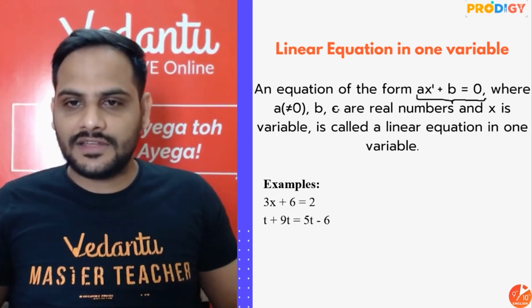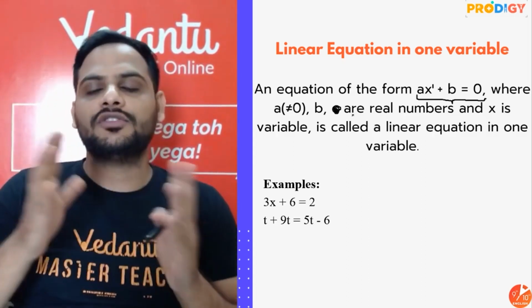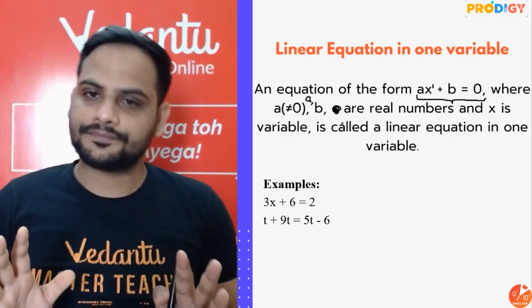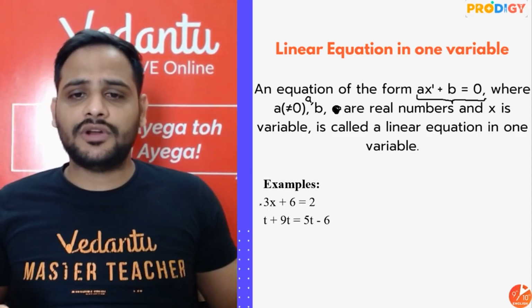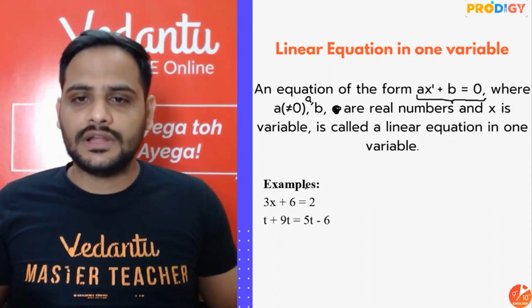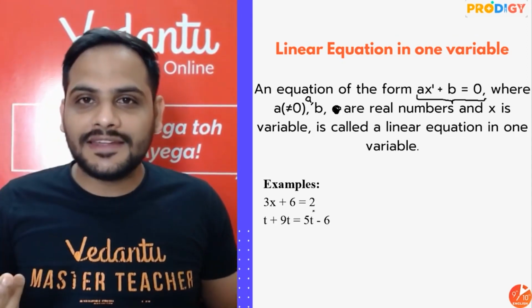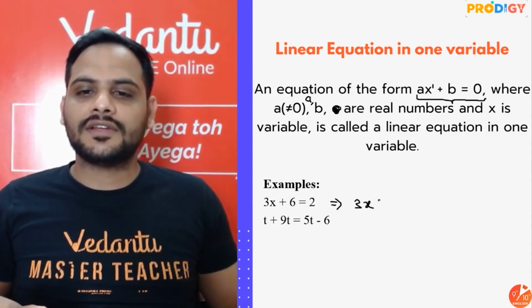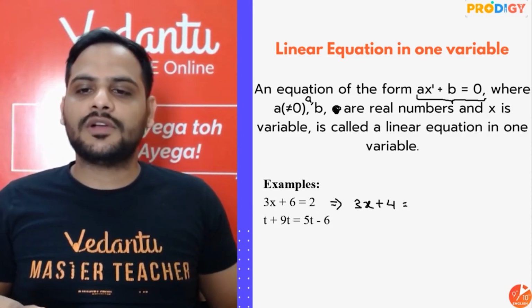Alright? And b and c... well, c is not there here. A should not be equal to 0, and a and b are real numbers. Okay, they are real numbers. For example, 3x plus 6 equal to 2. Now you'll say, sir, equal to 0 is not there, right? So shift this 2 over there, you'll finally get 3x plus 4 equal to 0.